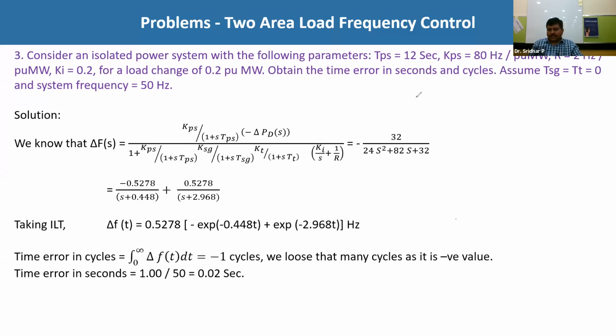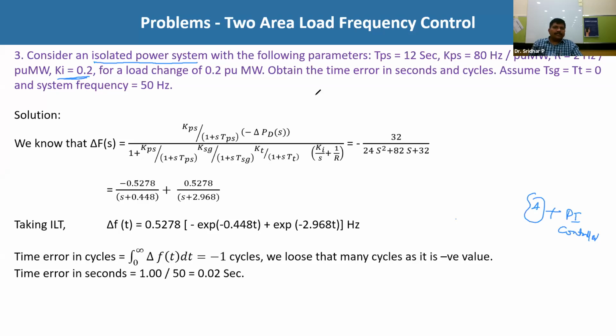Now clearly you see that this is an isolated power system. So this is a completely isolated power system. It is not a two area system. So only one area will be there. And next one is Ki, that is 0.2. What is this Ki equal to 0.2? That is the single area only, area one, but it was embedded with a PI controller. So the PI controller is also there.